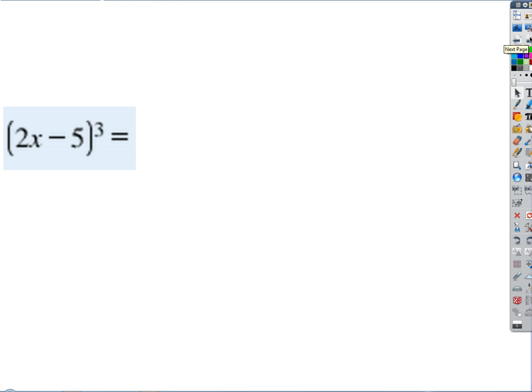What about that? What are my options on this one? If I want to expand out 2x minus 5 cubed, how could I rewrite that if I really wanted to? Say it again. I could write it as a product of 3 factors. Good, I could. I don't think this is the best way, but it works.